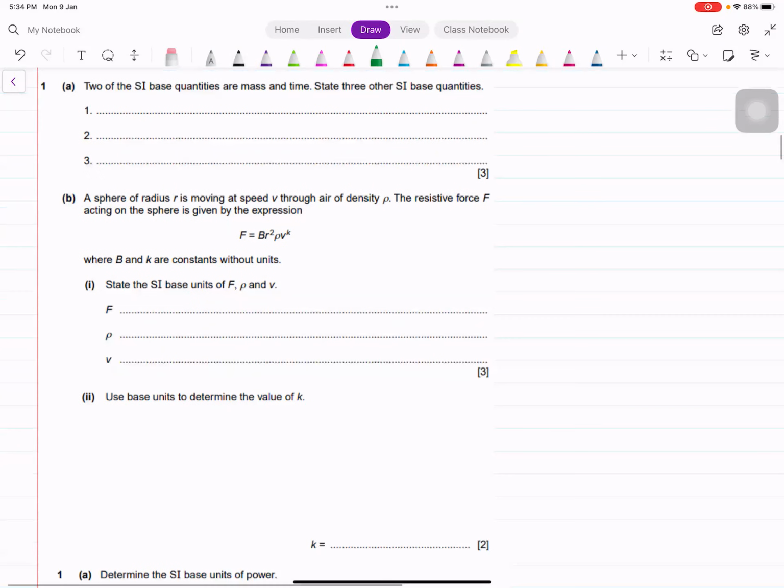So first of all, it says two of the SI base quantities are mass and time. State three other SI base quantities. Can you please help me with this?